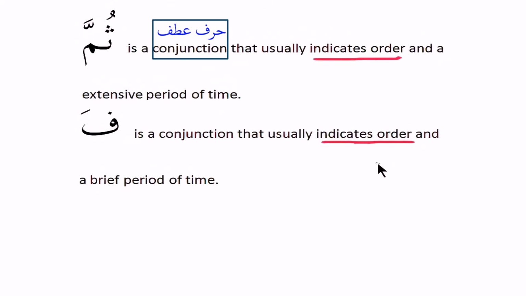The difference is that thumma indicates an extensive period, while fa indicates a brief period. So something that happens immediately after. To demonstrate this, we have the following sentence, Ja'a Muhammadun, which means Muhammad came.